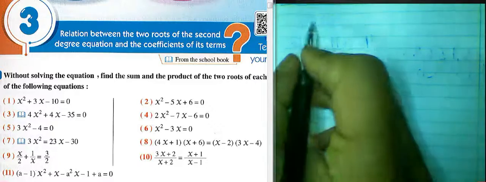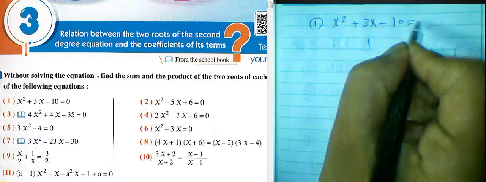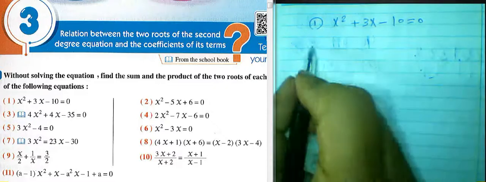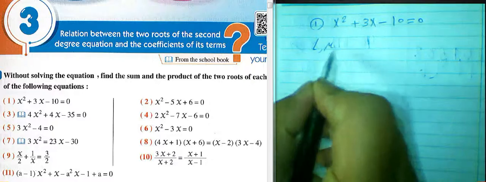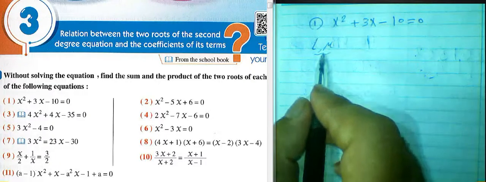Number 1, x power 2 plus 3x subtract 10 equal 0. Let L and M be the two roots of the equation. We can find the summation between L and M.